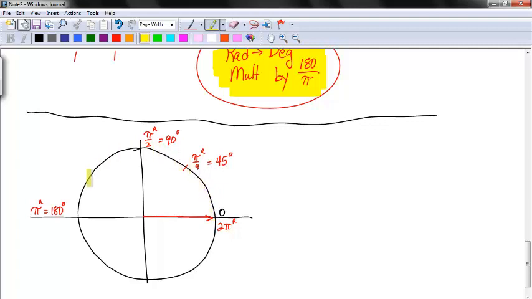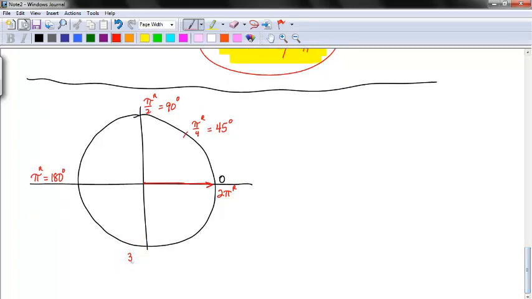If I go all the way to here was pi, this was pi over 2, this was pi, that's like 2 pi over 2. What's this? This is 1 pi over 2, 2 pi over 2, 3 pi over 2. So 3 pi over 2 is the same as 270 degrees. And 2 pi is the same as 4 pi over 2, right? 4 pi over 2 is 2 pi. That's all the way around.